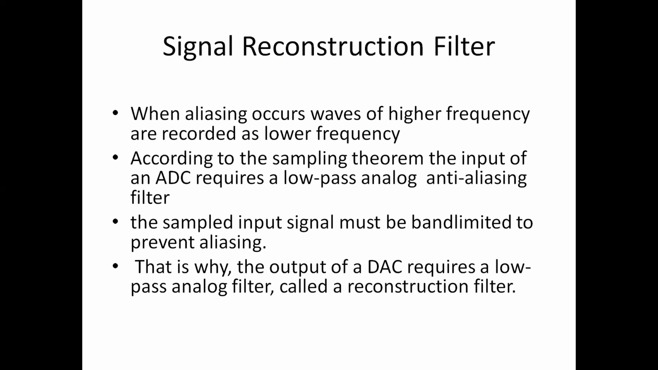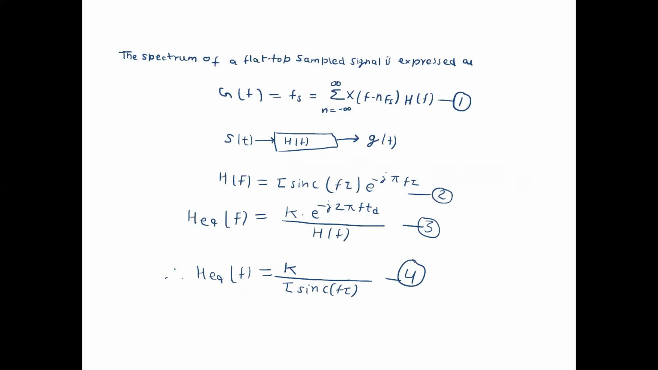What happens when aliasing occurs? Waves of higher frequency are recorded as lower frequency. That's another statement for what I have discussed about the aperture effect. According to the sampling theorem, the input of an analog to digital converter requires a low pass analog anti-aliasing filter. And for this reason, the sampled input signal must be band limited to prevent aliasing. That is why the output of our DAC requires a low pass analog filter called a reconstruction filter. So that was the same reconstruction filter that we have analyzed here.